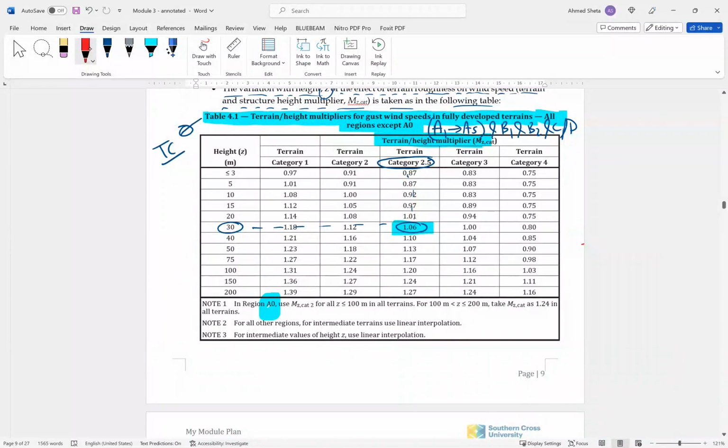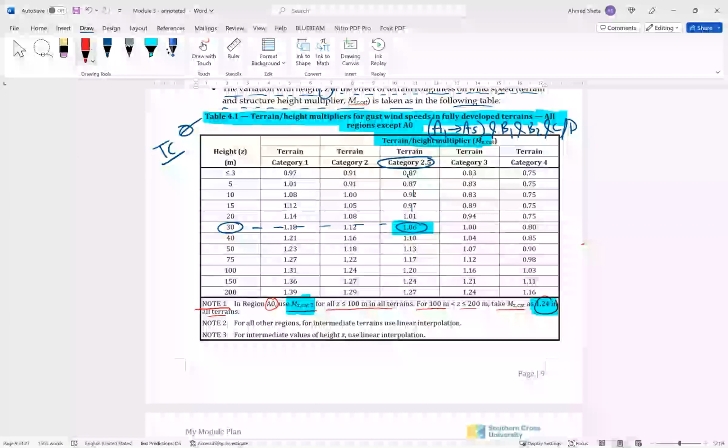For region A0, as a note here, use MZCat2 for all Z less than 100 meter in all terrains. For 100 meter, take MZ as 1.24. So we have MZ cat 1.24 and what will be MZ cat 2 from the Australian standard. So if less than 100 meter, MZ cat 2. For 100 to 200, 1.24.